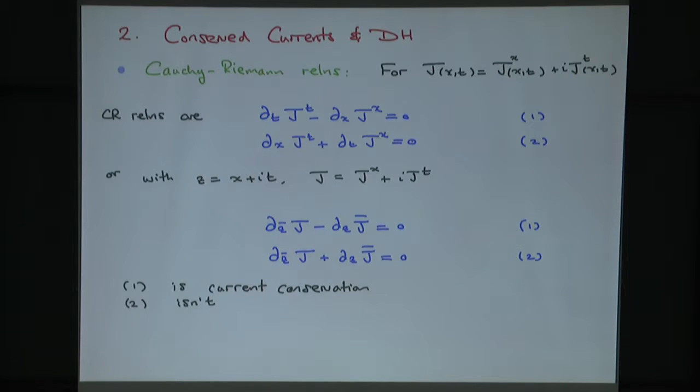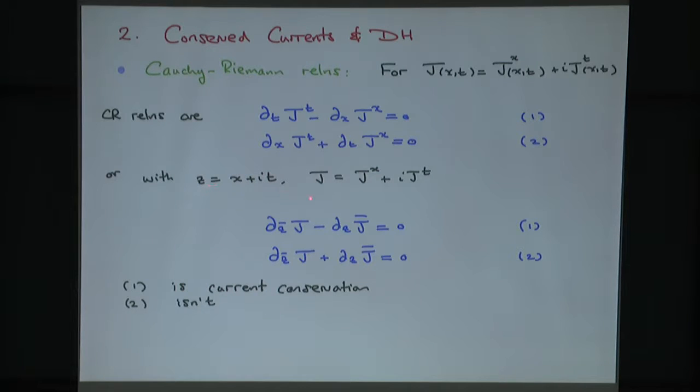Okay, so let me take you back to your first course on calculus, or the last time you taught calculus, complex analysis. So the Cauchy-Riemann relations are the following. If you've got two real functions, j superscript x and j superscript t, then I can form a complex function. And this is differentiable if the following two relations hold, the Cauchy-Riemann relations, and there are two of them. And they look like this.